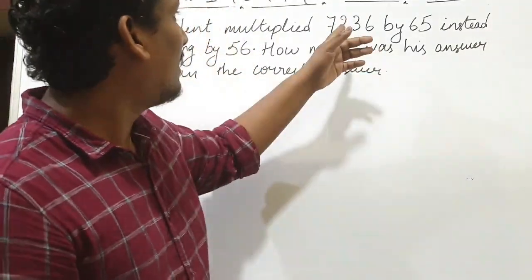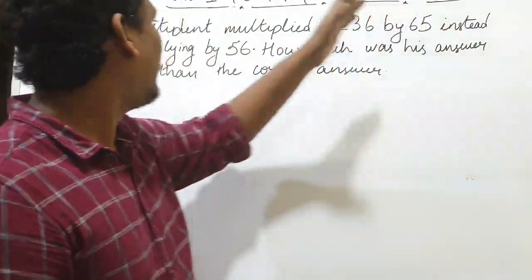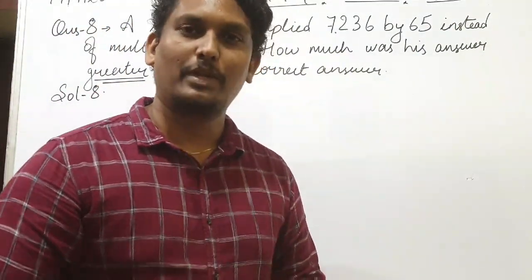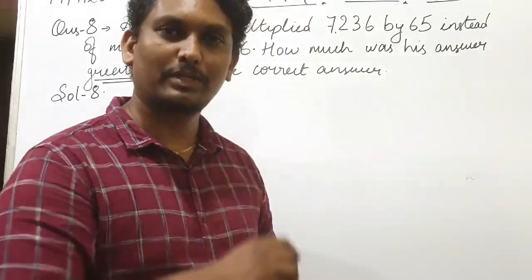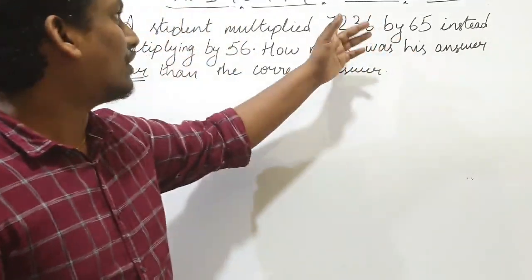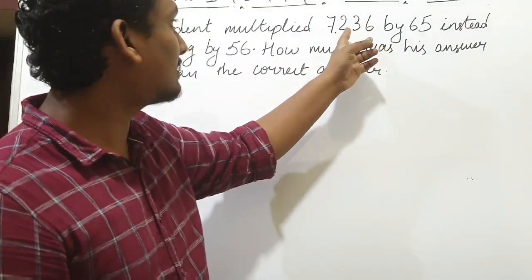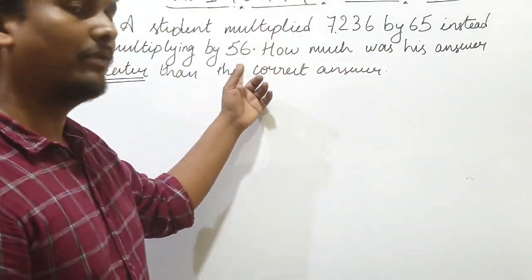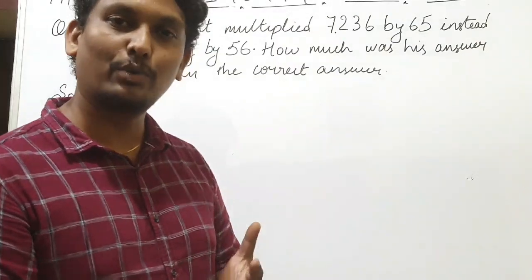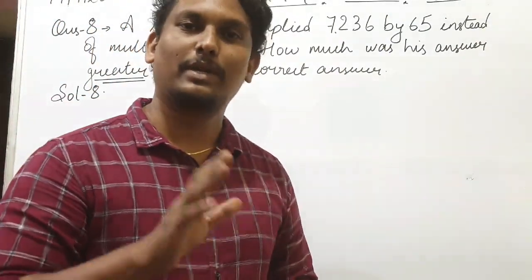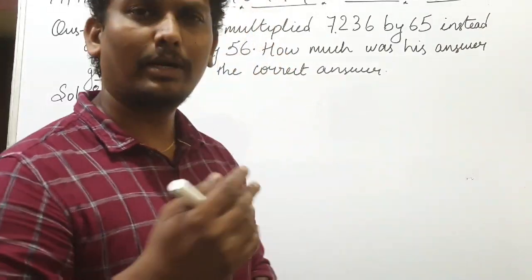Hope it is clear. Instead of multiplying by 56, the student multiplied by 65. There are two ways to solve this question. One is simple: you multiply this number 7,236 with 65, again multiply 7,236 with 56, and with the final answers you do the subtraction. That's a very simple thing, but we will do it in a different way.